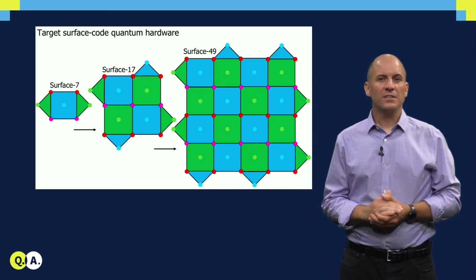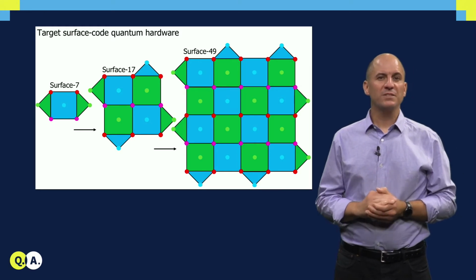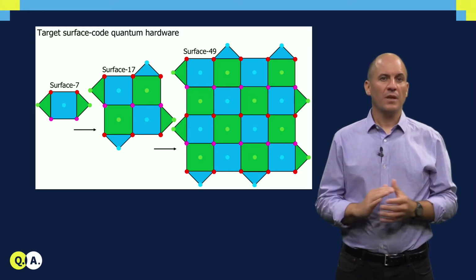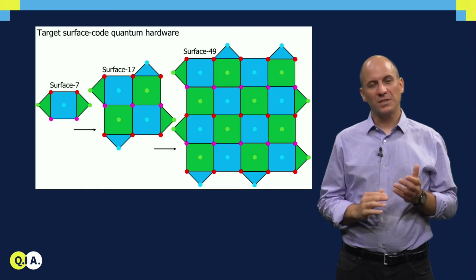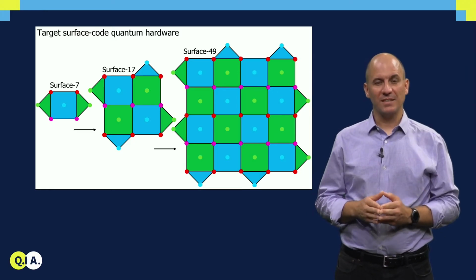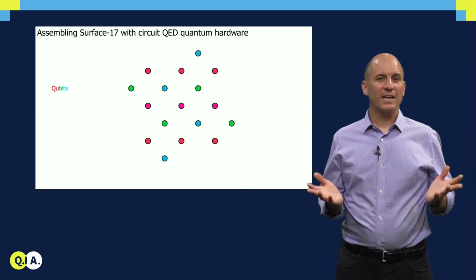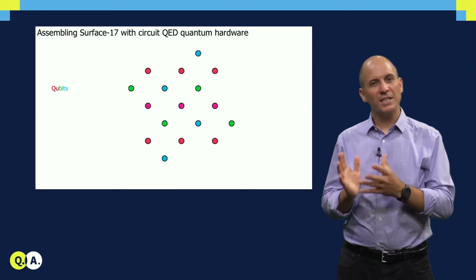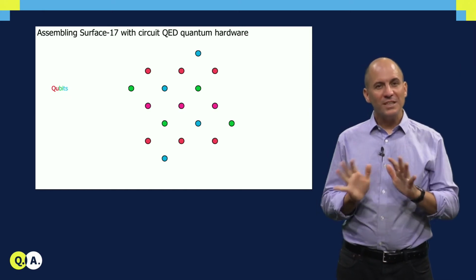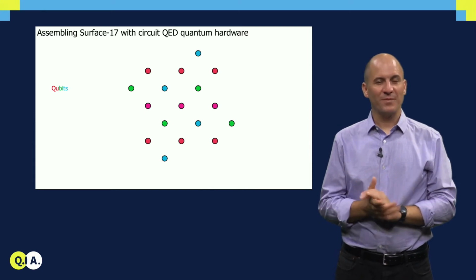We assemble all of these using a common approach that we believe scales to larger surfaces. I will now describe this approach using the specific example of Surface 17. First, we lay out the square lattice of qubits. Let me symbolize the qubits by circles. Please disregard their assigned color for now.